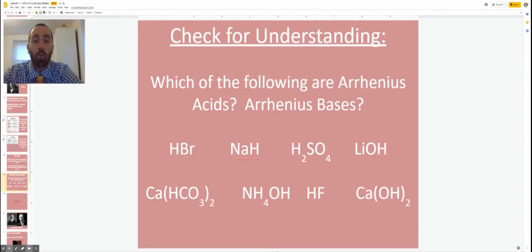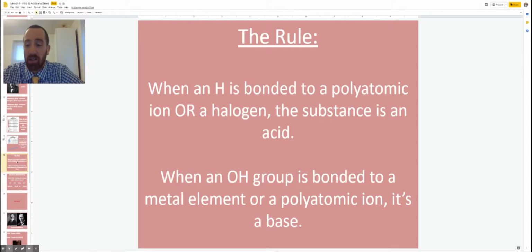Check for understanding. Where are my Arrhenius acids and where are my Arrhenius bases? Why don't you in a minute sort of pinpoint the acids. I will circle them in red, and then pinpoint the bases, and I will circle them in blue. Pause the video. Go for it. All right. So I went to skip through this one slide. I'll leave it up there in case any of you want to pause it if you'd like.